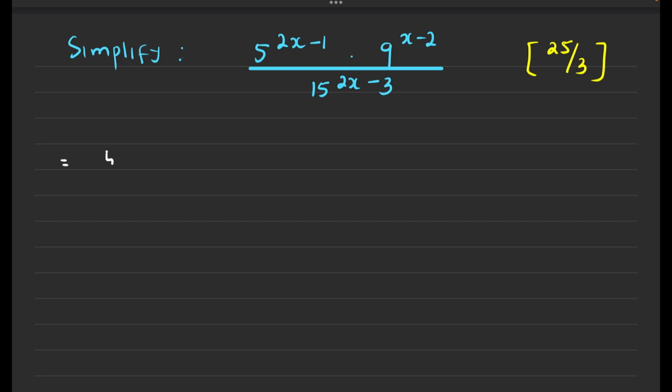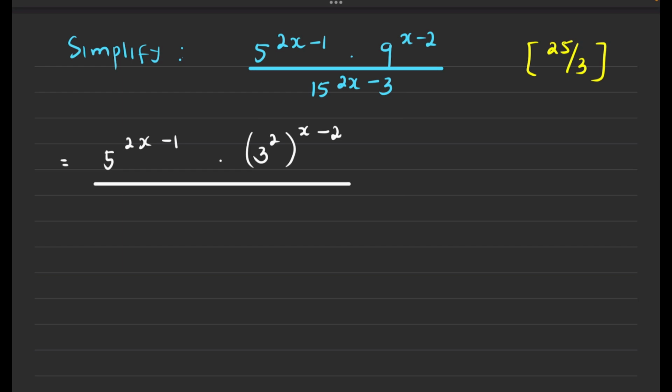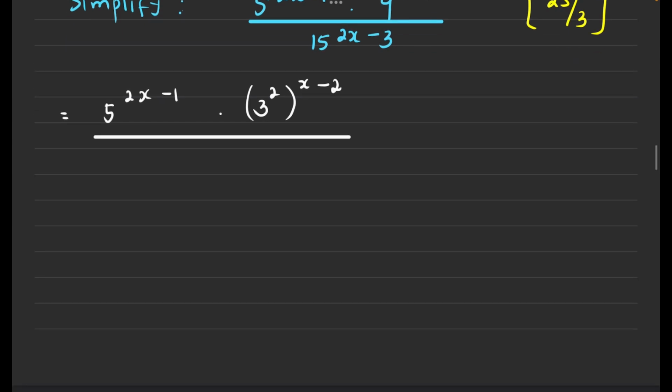So 5 is already a prime number, so 5 to the 2x minus 1. I'm going to multiply this by 9. 9 is expressed as 3 squared, to the power of x minus 2. Dividing everything now by what? By 15. 15 is expressed as 3 times 5, to the power of 2x minus 3.